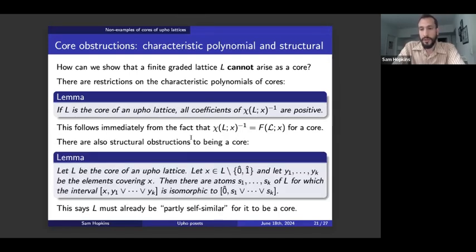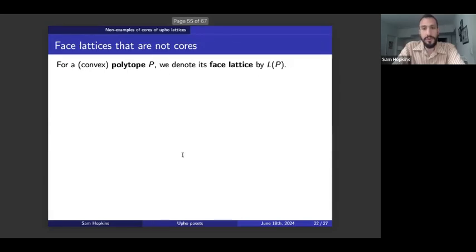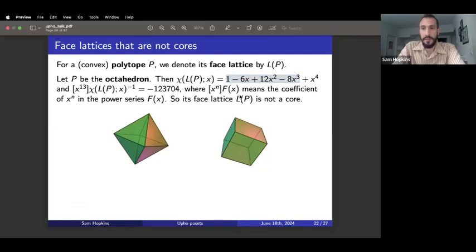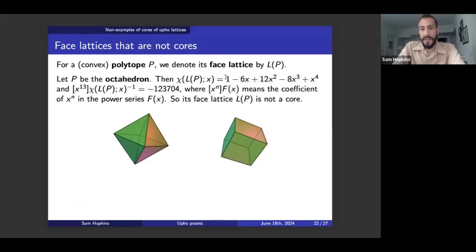And there are other obstructions too that are more structural in nature, but again, let me skip over that because it's a little technical. So let me just show you some examples. If we consider the octahedron and its face lattice, then you just type into Sage and it will tell you that the characteristic polynomial of the face lattice of the octahedron is this thing, 1 minus 6x plus 12x squared minus 8x cubed plus x to the 4. And if we take the inverse of that as a formal power series and look at the coefficient of x to the 13, well, that's a negative number, which means that the face lattice of the octahedron is not the core of any Upho lattice.